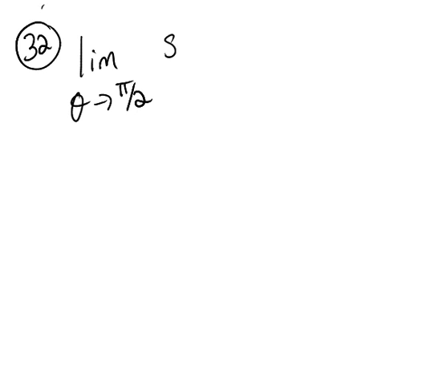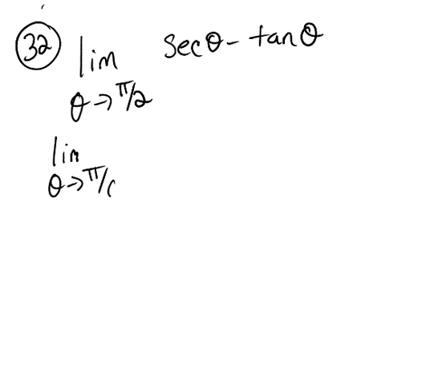Okay, now we're looking at number 32. So we'll look at the limit as theta goes to pi over 2 of secant theta minus tangent theta. And you remember from your trig identities that secant is 1 over the cosine and tangent is sine over cosine.